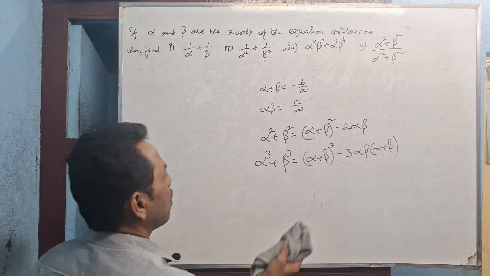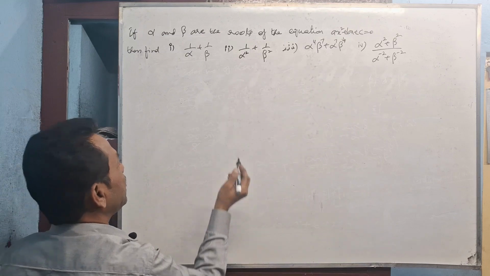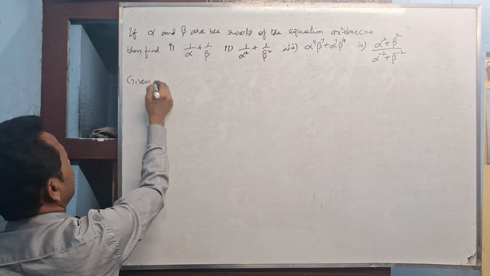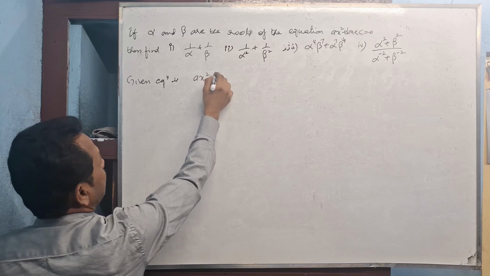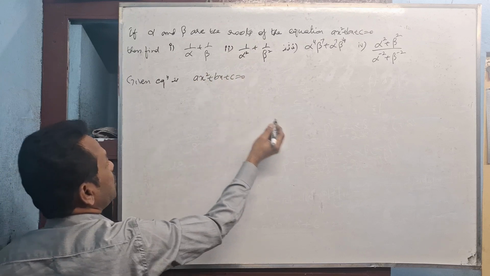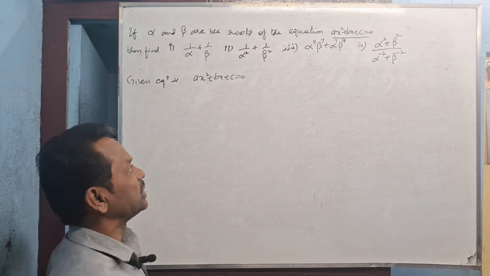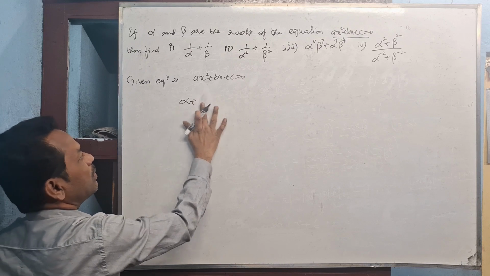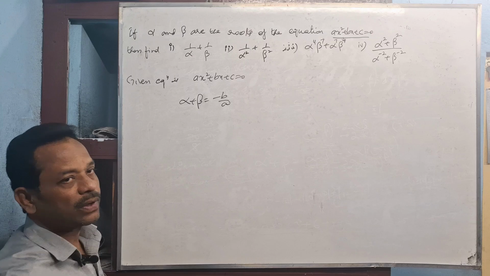Now, let's go for the question. In the question, the given equation is ax square plus bx plus c equals 0. This equation is given for us and we need to find the required values. Now from this, what is alpha plus beta? Alpha plus beta is minus b by a.